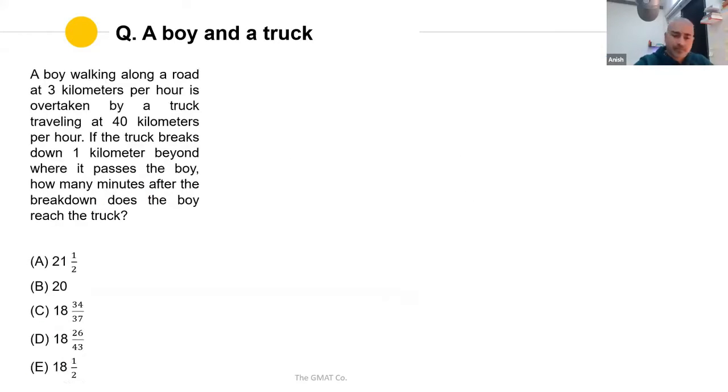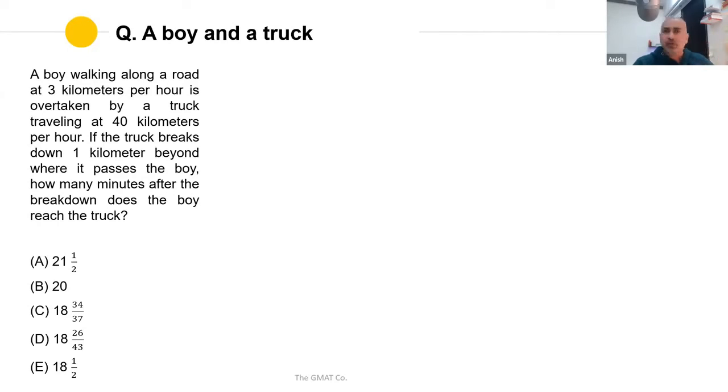Same question. Now, before we get into any sort of solving any equations, let's just understand what's happening. What time do we need to figure out? So the truck passes the boy. After passing, the truck travels for 1 kilometer, breaks down. While the truck is traveling that 1 kilometer, the boy is walking also, right? From the point when the truck broke down, now how much longer will the boy take to reach the breakdown point? That's what we have to figure out.